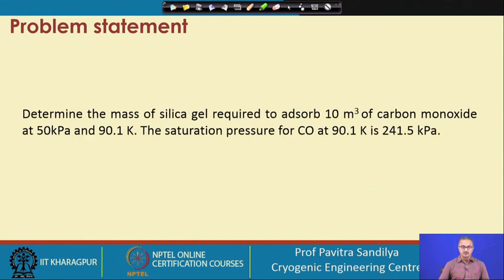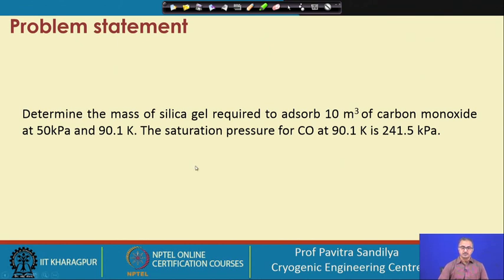Next we come to another problem. In this case we shall be using the BET isotherm to find out the amount of a particular solute adsorbed on a given adsorbent at some particular temperature and pressure.